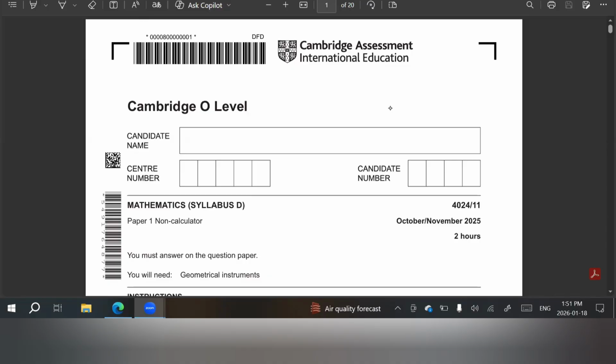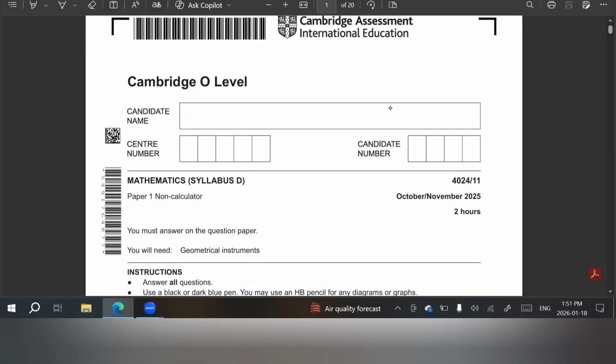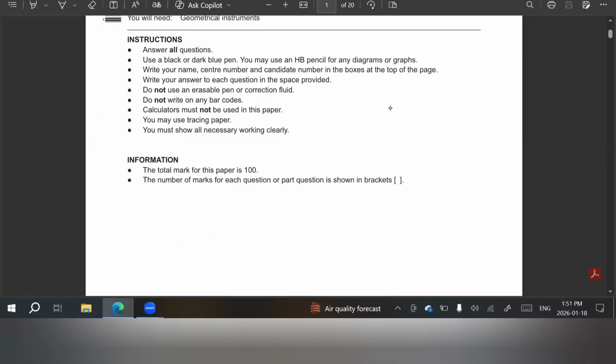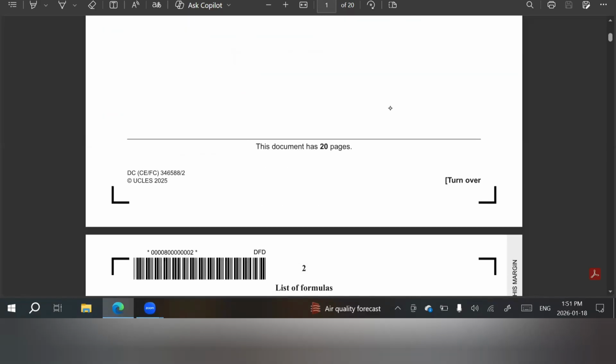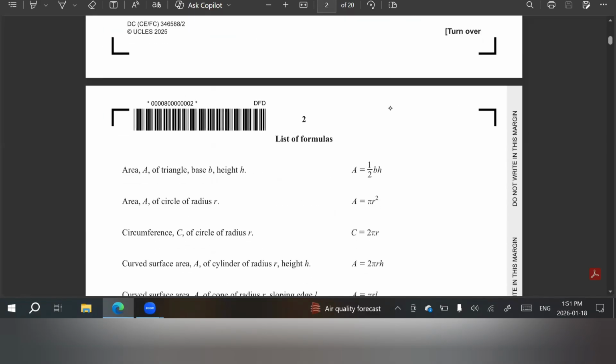Cambridge O Levels Mathematics Syllabus D. The code of the subject is 4024. Today we have set our hearts to solve Paper 1 of this subject, and for this purpose we have selected the October-November 2025 paper 1-1. The time allowed for this paper is 2 hours. This is a non-calculator paper, so you will not be allowed to use the calculator here. The total marks for this paper are 100.